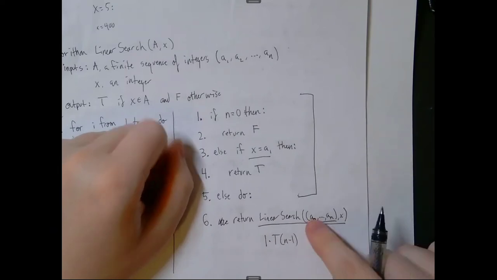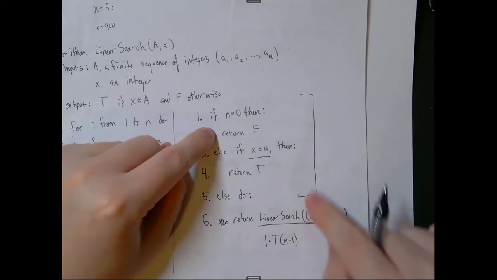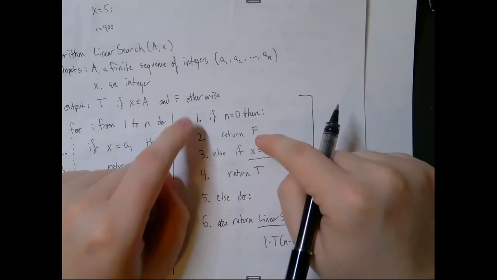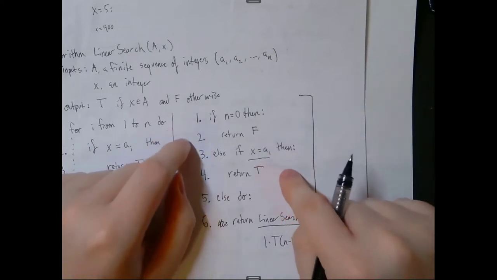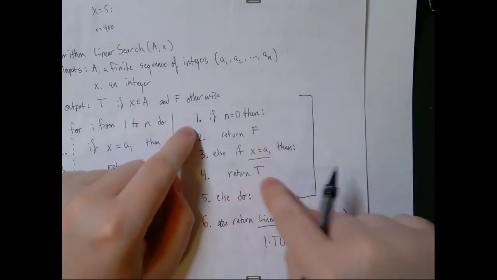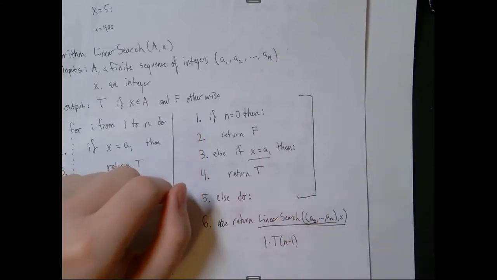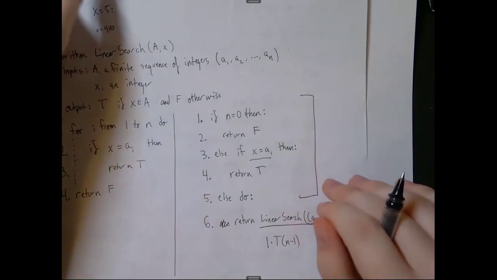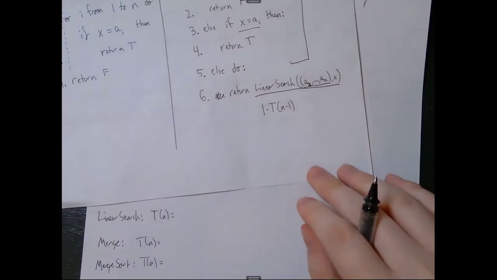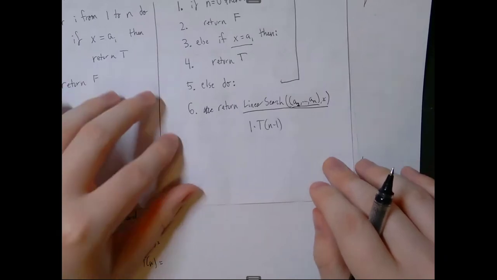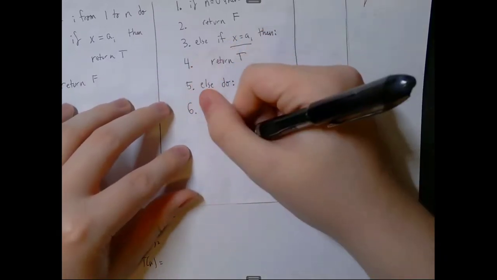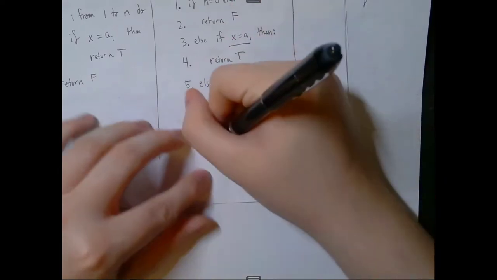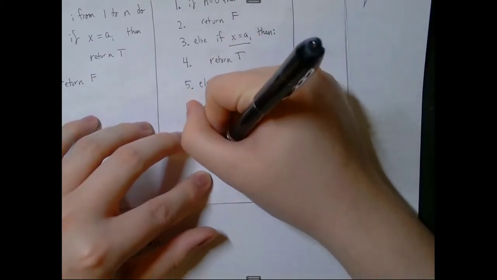If we're looking at the n equals zero base case, then it's one check here and one operation to go to the return false. If we're looking at x equals a sub 1, then it's one check here, one check here, and one operation to return true. So no matter what, we basically have a constant number of operations. So when we have a constant number of operations, let's say the number of operations it takes us to go from the top of the algorithm to the next recursion, let's call that the letter D.